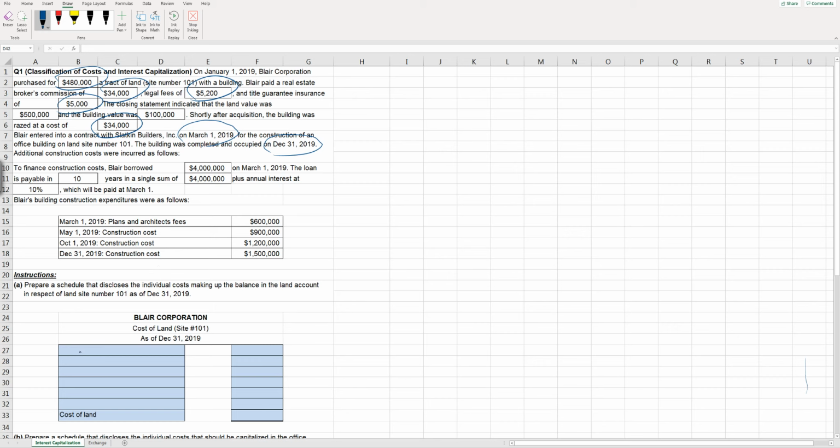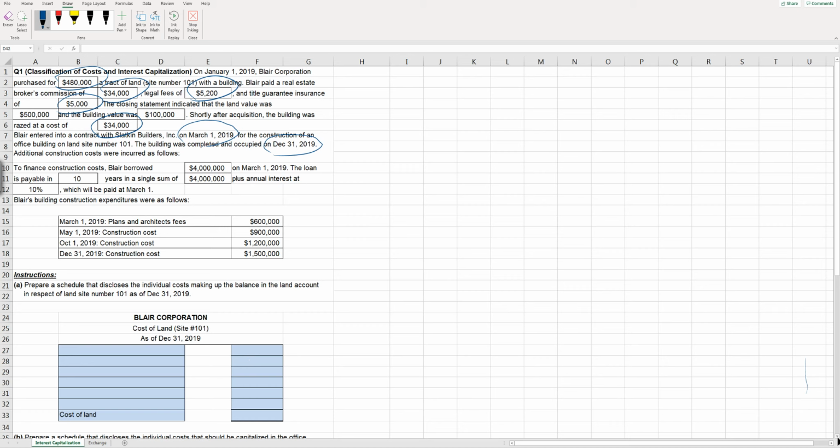Cost of land. So we can just put all these numbers into the cost of land.